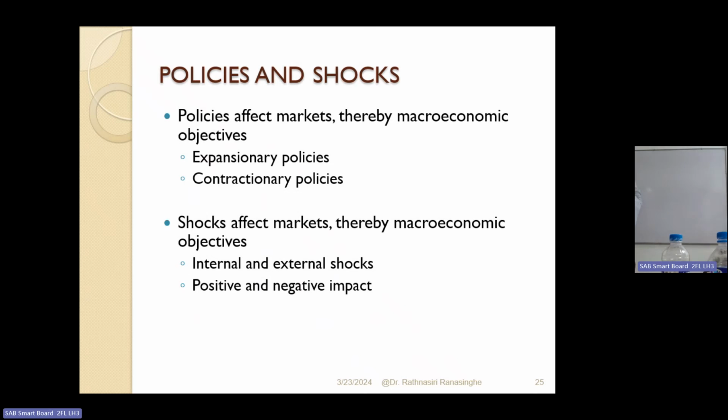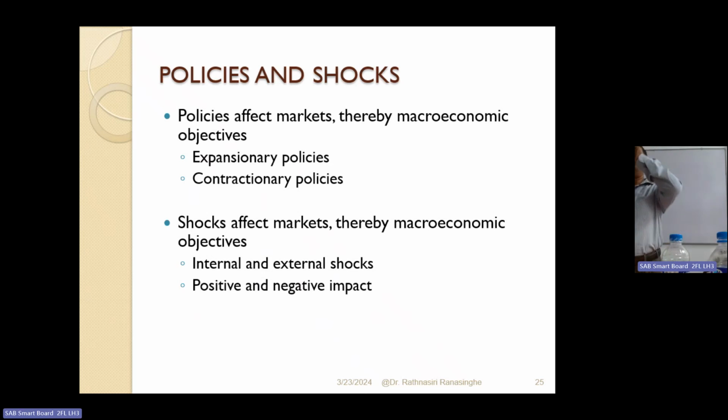And if you come to the money supply, monetary policy, expansionary means increasing the money supply. That is expansion. If there is a reduction in interest rate, that shows expansion. A reduction in money supply is contraction, reducing the liquidity in the market.